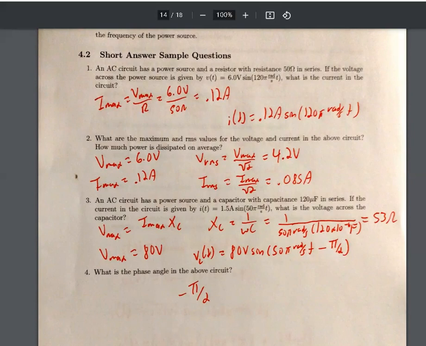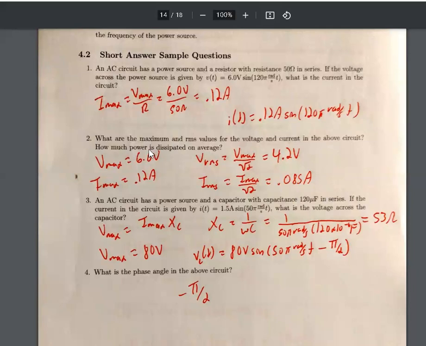All right, what are the maximum and RMS values for the voltage and current in the above circuit? To find the RMS values, we just divide by the square root of 2. So you divide the maximum value by the square root of 2. So the VRMS is the Vmax, which we said was 6, divided by square root of 2, which is about 4.2. And the IRMS is the Imax divided by the square root of 2. So that's 0.12 over the square root of 2, which is about 0.085.